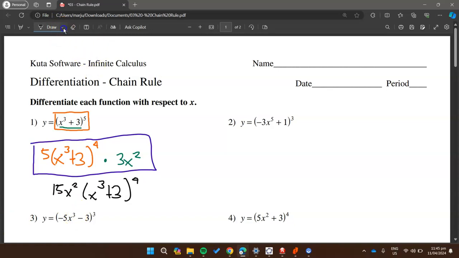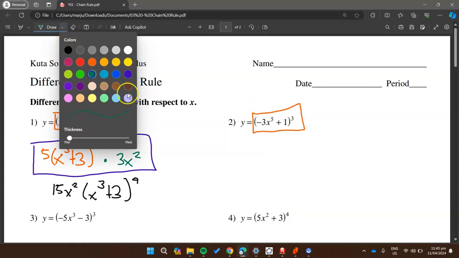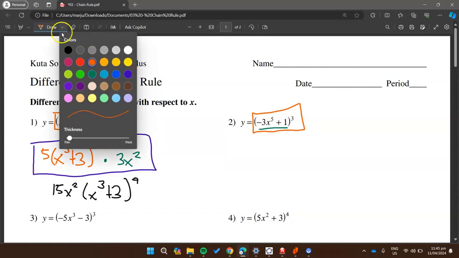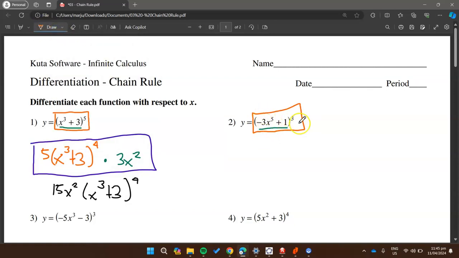Now let's do the same with item number 2. Again, we're going to make use of the chain rule. So get first the derivative of the entire function and do the inner derivative. The outside derivative, again using the power rule, is just 3, then we have negative 3x to the 5 plus 1, raised to 3 minus 1, which is 2.